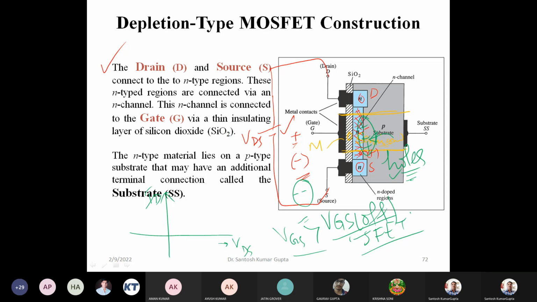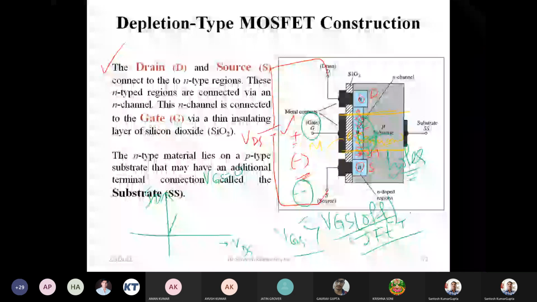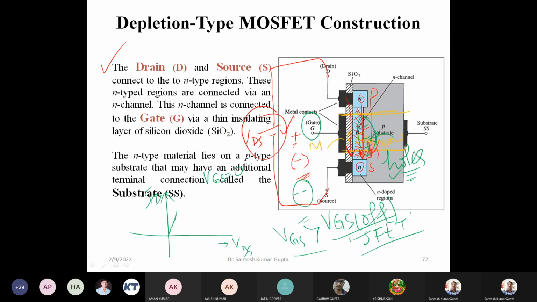Sorry, for a given gate voltage. Suppose initially we didn't apply any gate voltage, that is VGS is equal to 0. Then the channel is there, and if we change the VDS, then initially the current is going to increase slowly, because the electric field due to this VDS across drain and source will increase, and the current will also increase. That is a qualitative understanding here.